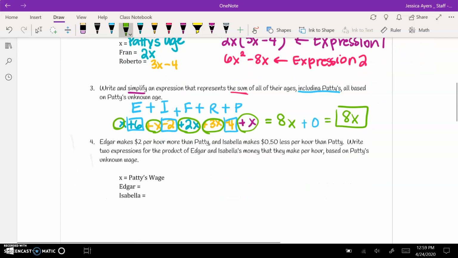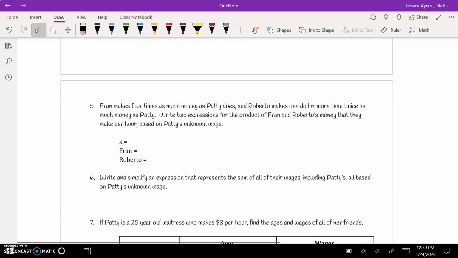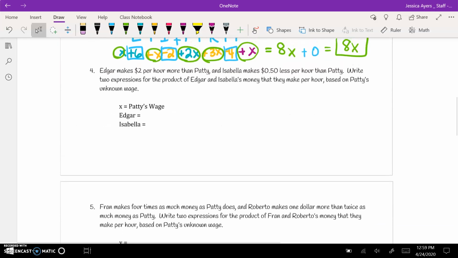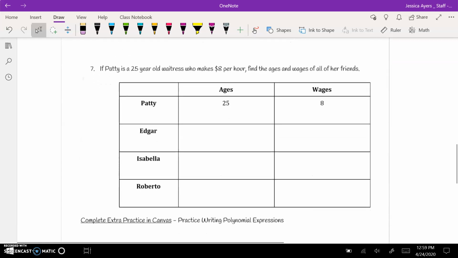You will do something similar for 4, 5, and 6. But now instead of talking about ages, we're talking about wages. So go ahead and try to do 4, 5, and 6.